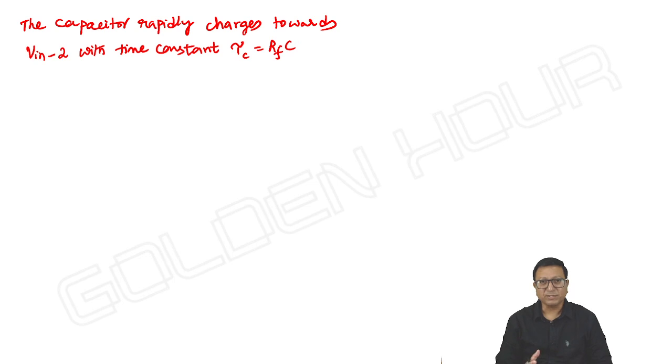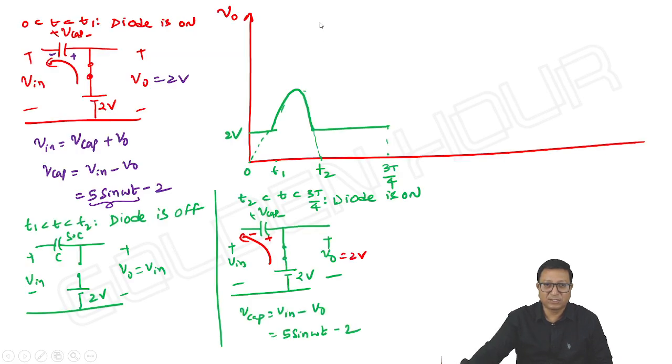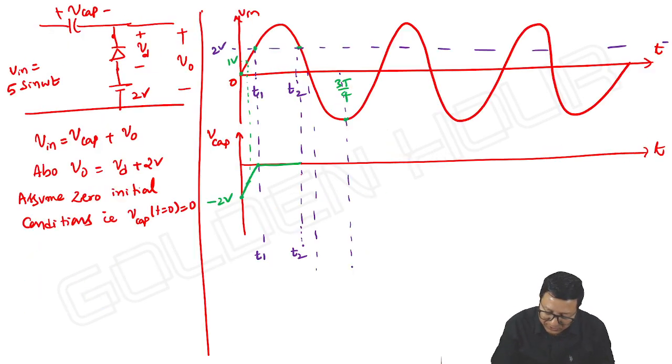Sorry, here I took ideal diode. If you take practical diode also, the time constant is RF into C. It's a very small value. Okay, we can take it the capacitor is rapidly charging towards input voltage. Means it just follows the shape of the input. Whatever the shape we have for input from here to here, it will be following the same shape.